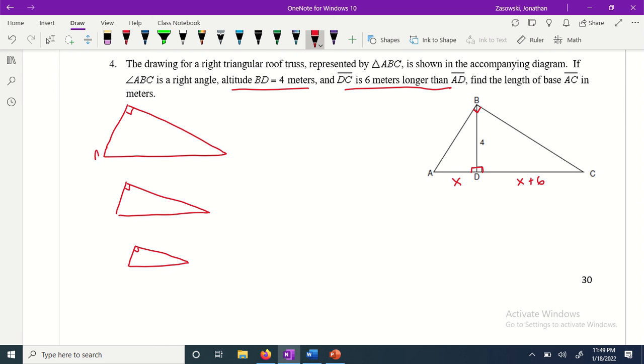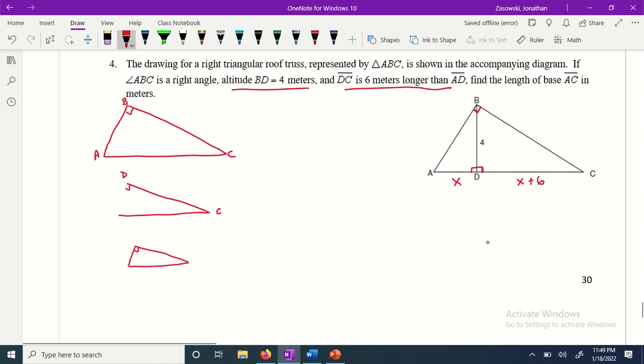All right, so in the big triangle, we have A, B, C. That's the really big triangle right here. In the medium-sized triangle, we have D, B, C. So once again, D is the right angle. The short leg is over here to B, and the longer leg goes over here to C.